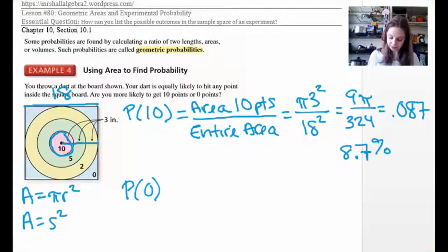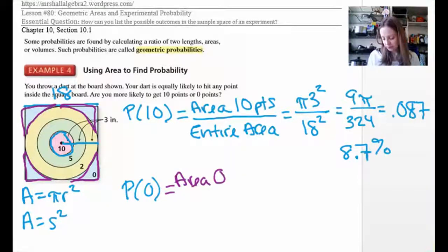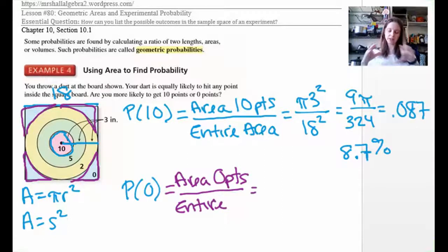Now the 0 part are these outer corners. So we're going to find the area of the 0 points, and then the entire area. We already know the entire area, but to get the area of those outer corners, we're going to need to take the entire area of the square, which is 18 squared, and subtract out the large circle. And what we'll be left with is the area of the corners.